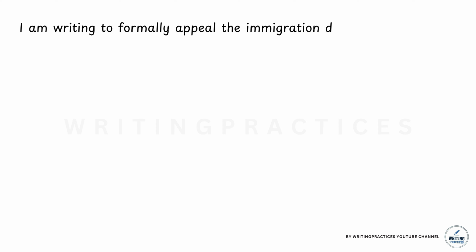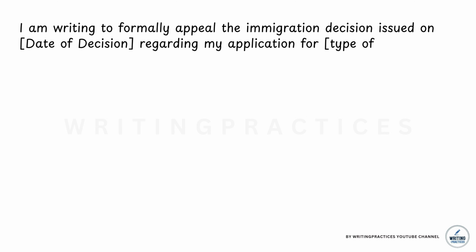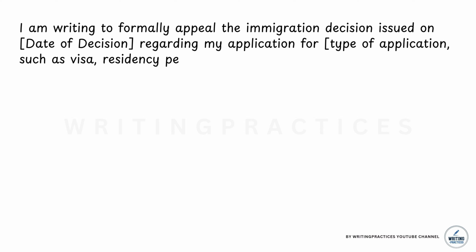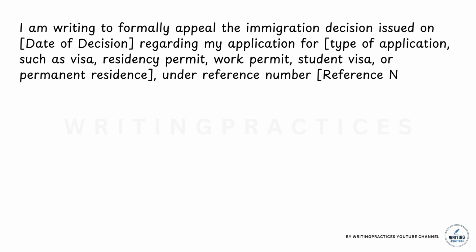Opening paragraph. In this paragraph, you formally state your appeal. You should mention the date of the decision, the type of application, and your reference number. For example, I am writing to formally appeal the immigration decision issued on August 28, 2026, regarding my application for a student visa under reference number APL-2026-45891. This immediately identifies your case. Be precise and professional. Avoid emotional wording.